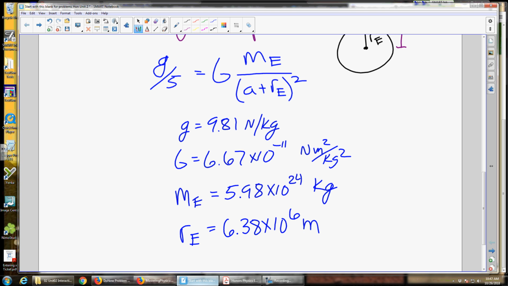It's always good to also check, do all my units line up? Newtons and kilograms, newton meters, kilograms, kilograms, meters. Yeah. So I don't have to convert anything at least. And then just solve for a, however mathematically you want to solve for a.